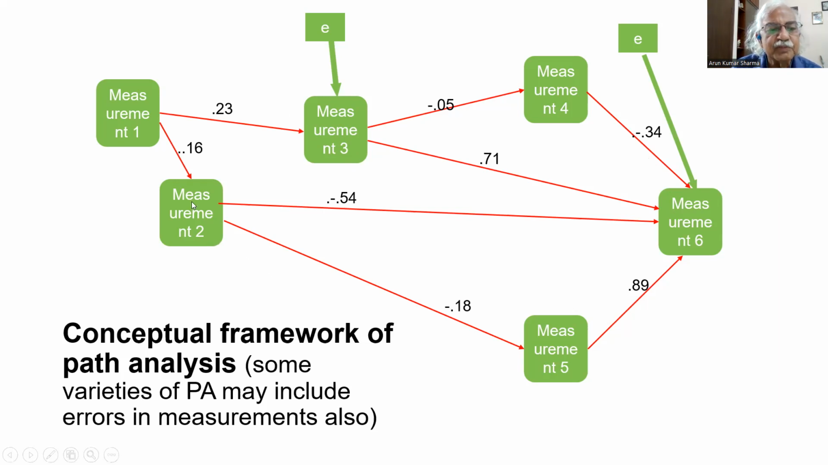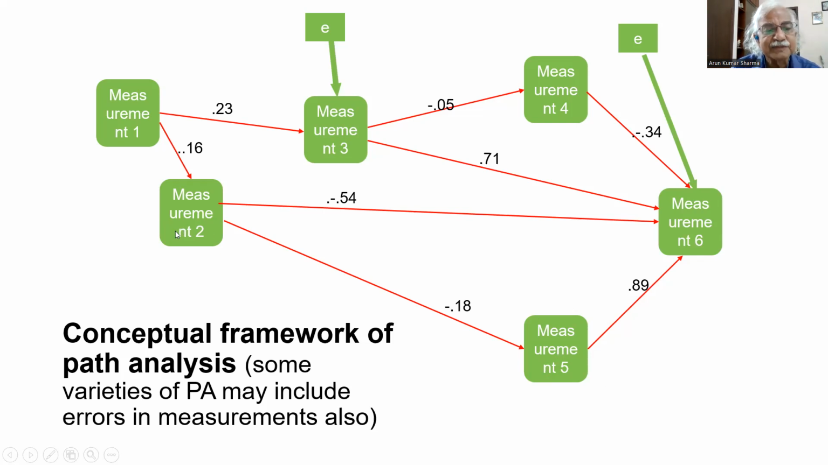Similarly, when you move from measurement 2 to measurement 6, you find that there is a direct relationship, and the correlation of measurement 2 with 6 is minus 0.54. There is indirect relationship through measurement 5, and the correlations are minus 0.18 and plus 0.89. Now here you can calculate what is the effect of measurement 3 on 6, measurement 2 on 6, measurement 2 on 5, measurement 1 on 2.